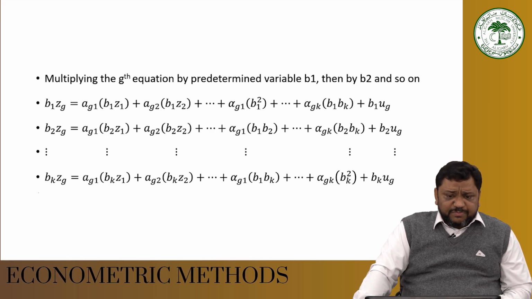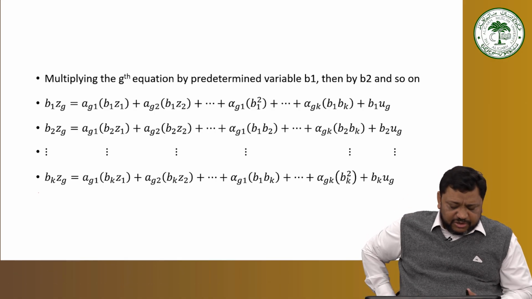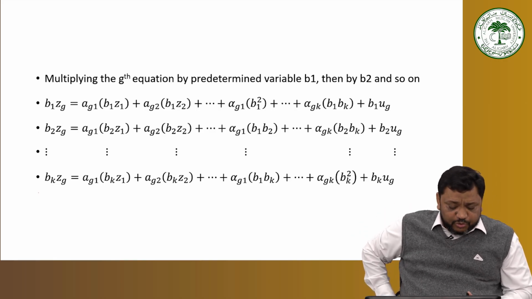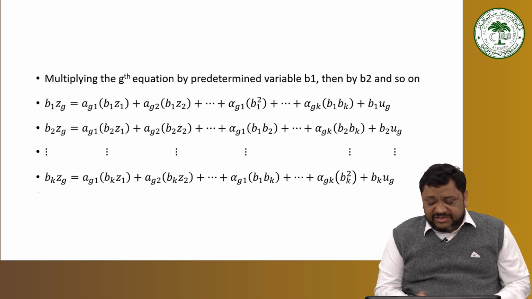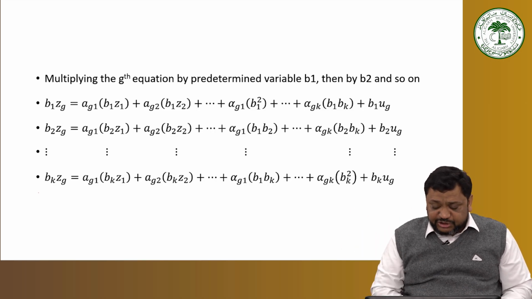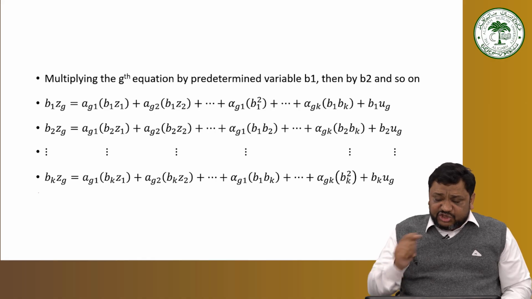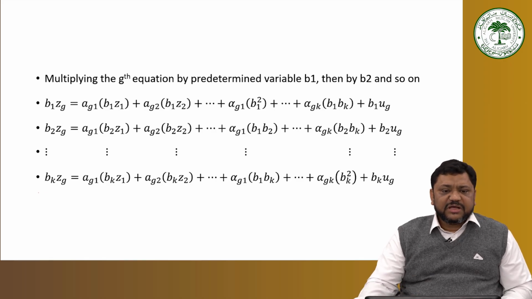So the first equation becomes, let's take the last equation, bkzg. K is the number of predetermined variables and g is the number of endogenous variables and the number of equations. bkzg is equal to ag1 bkz1 plus ag2 bkz2 plus extending up to ag1 b1 bk plus, extending up to agk bk square plus bk uj. So this is our system of equations.